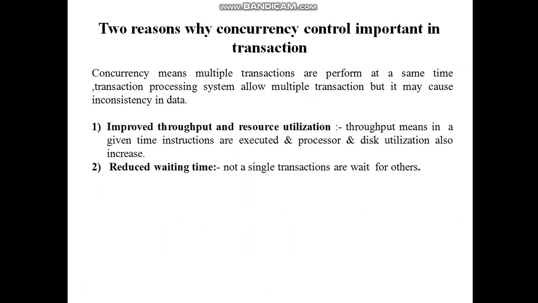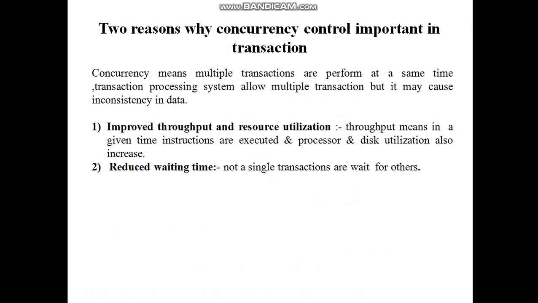Why is concurrency control important in a transaction? So let's see first what concurrency is. Concurrency is nothing but multiple transactions being performed at the same time. A transaction processing system allows multiple transactions, but it may cause inconsistency in data. But it has two reasons, the first is to improve the throughput and resource utilization.